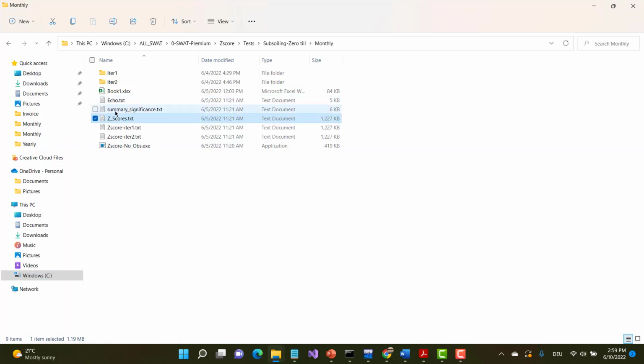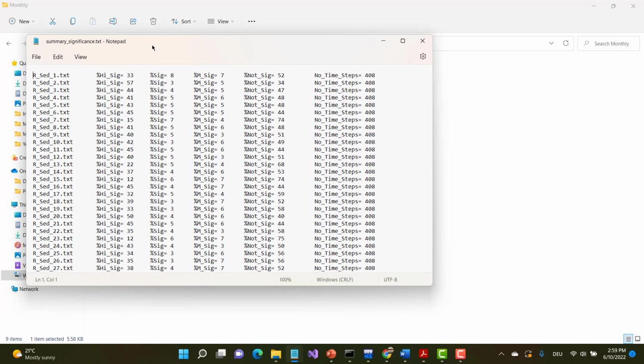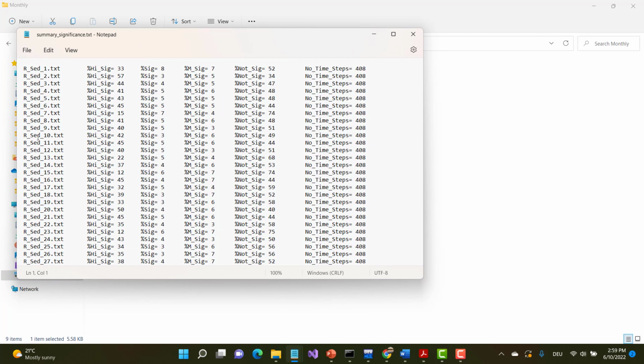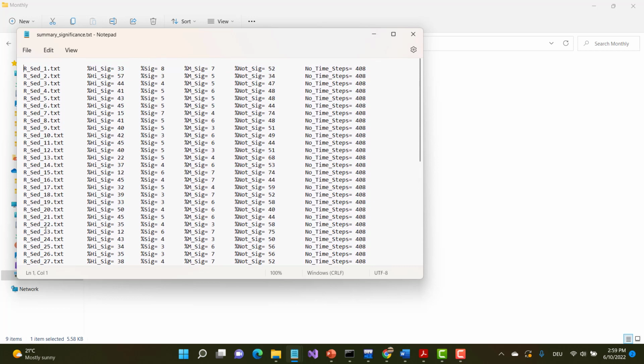Now, there is another file called the summary significant where I summarize the significance for each one here. These are our subbasins, there are 54 variables. So for the first subbasin, highly significant 33%, significant 8%, and marginally significant 7%. So not significant was 52%. So 52% of times the difference was not significant.